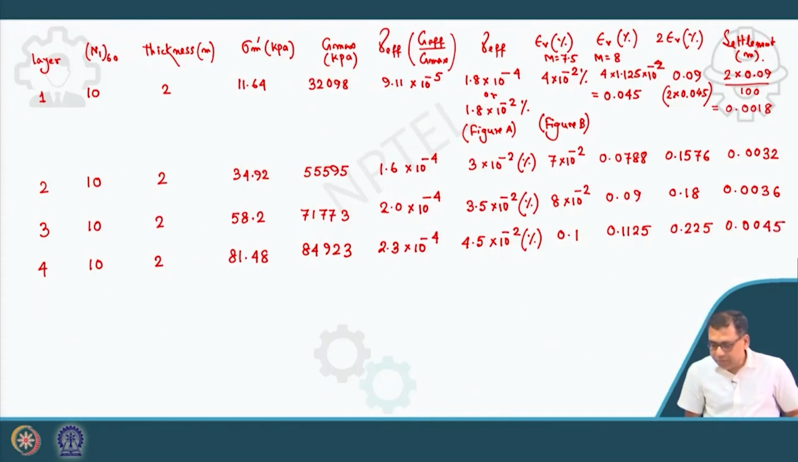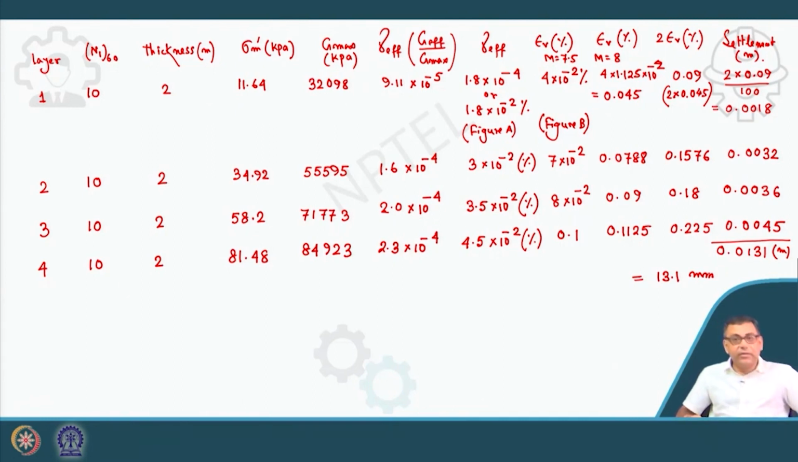Then the settlement is 0.0045. Now if I add the settlement of all the layers or sublayers, I will get 0.0131 meter. So my settlement is 13.1 millimeter. So that is the settlement of the dry sand for this particular layer that I have considered. This way I can calculate the settlement of a dry sand layer under seismic shaking.